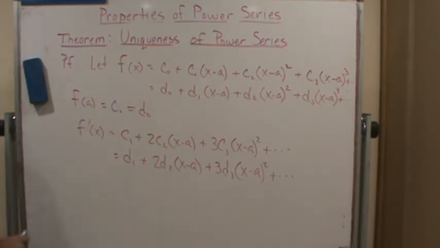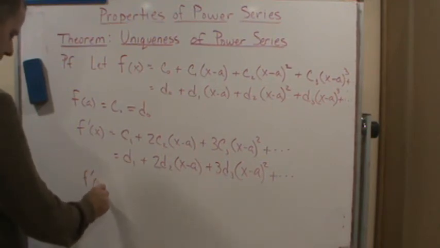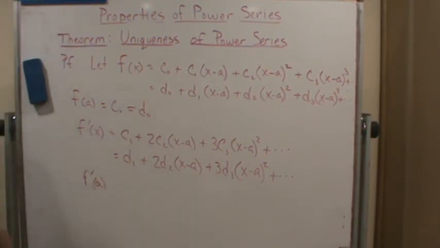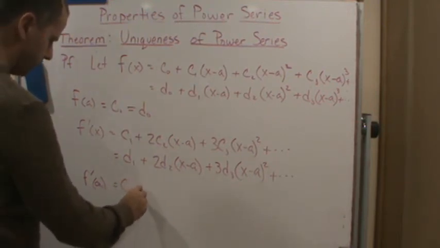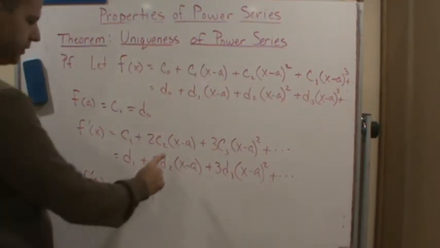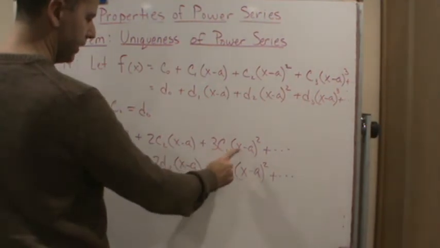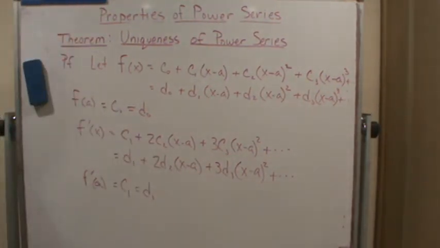Now what I get is f prime of a. So f prime of a is going to equal c1, which equals d sub 1, for the same reason. All these terms that have x minus a in them go to 0 at x equals a.